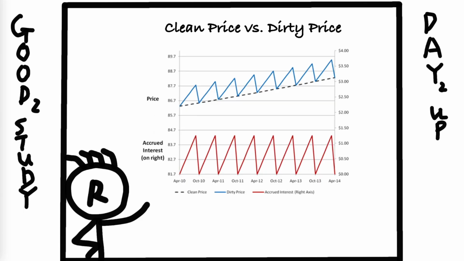Next, let's talk about clean price and dirty price. The clean price is the price of a coupon bond, a bond that pays coupon, not including any accrued interest. Dirty price is the price that includes accrued interest. Generally speaking, bonds are quoted in clean price.